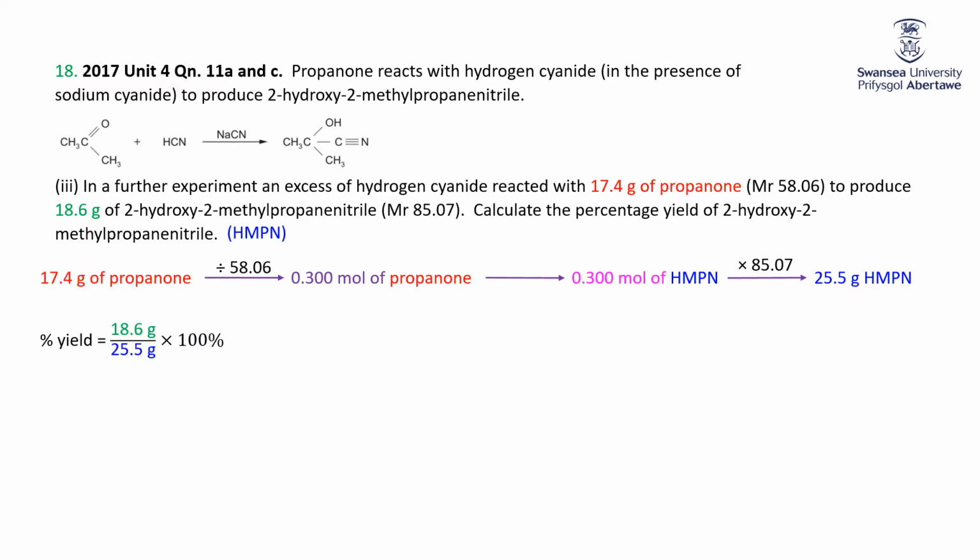Only got 18.6. Well, that's right. Percent yield is what you got, 18.6, over what you could have got, 25.5, times 100 to turn it into percent, or 73%. A nice little pop in for some stoichiometry to rip up the question.